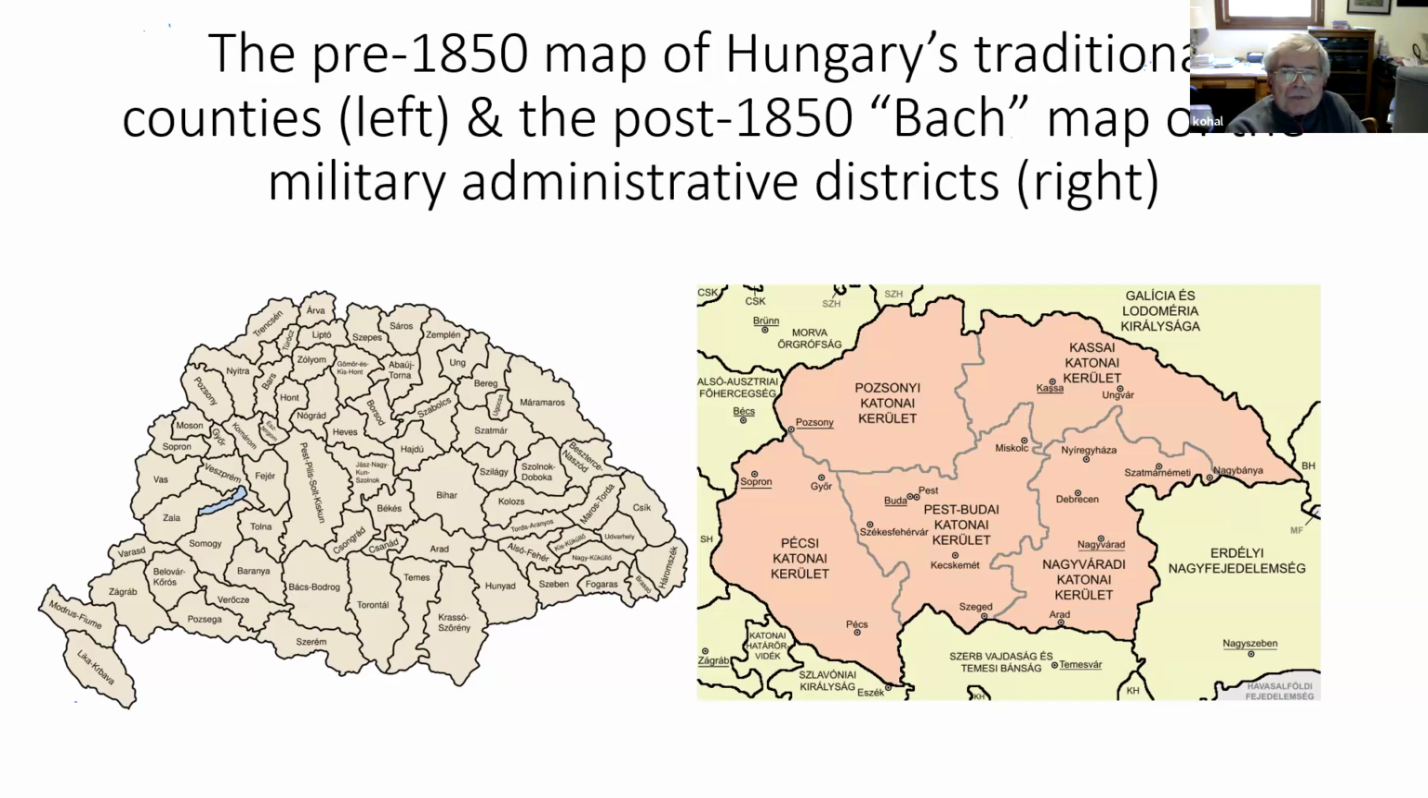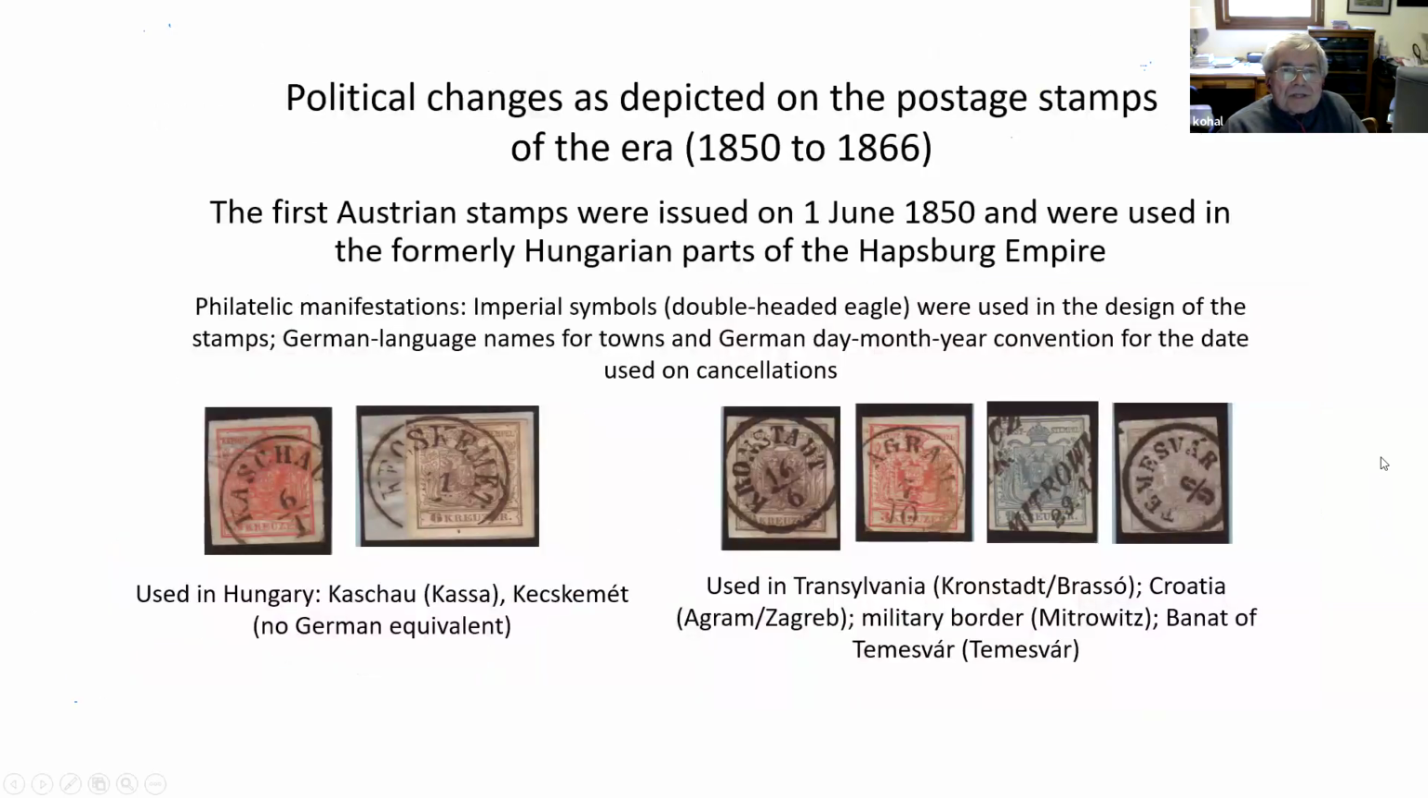He divided the country into 5 administrative districts, and it removed Transylvania, the Serbian regions, the Croatian regions, and this weird thing they called the military administrative district. So the stamps were issued in 1850, and Austria used the imperial symbols on the stamps, which in this case was the double-headed eagle with the imperial crown on top.